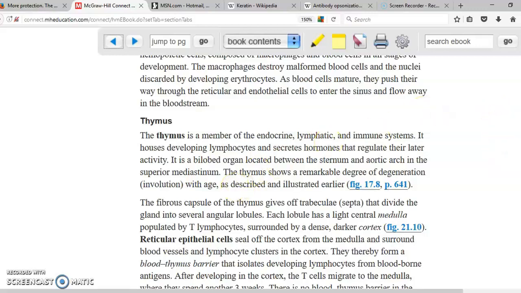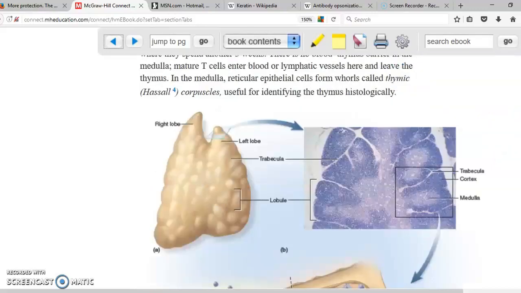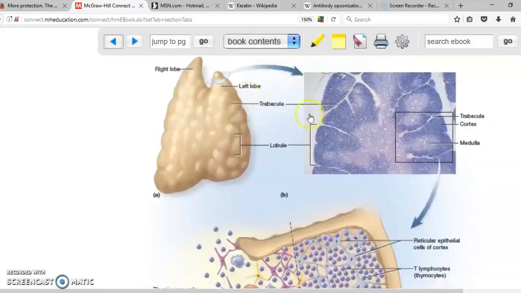So the thymus, if you look at it using the microscope, you will see that it has different areas. As you can see here, the thymus is right here that is being cut in half.